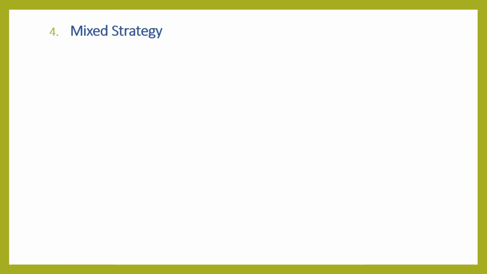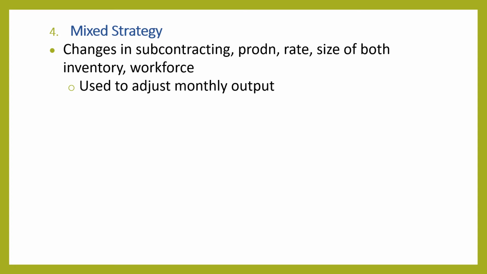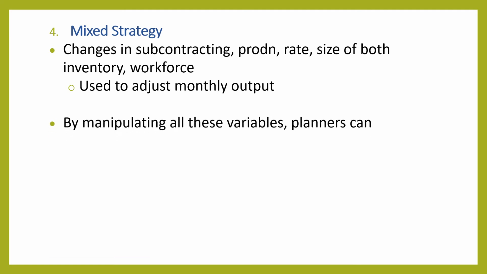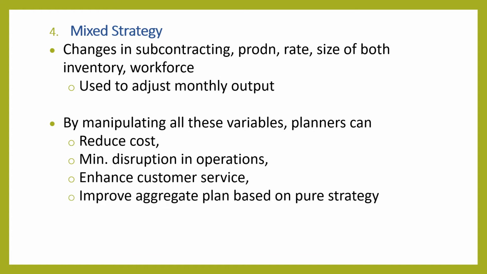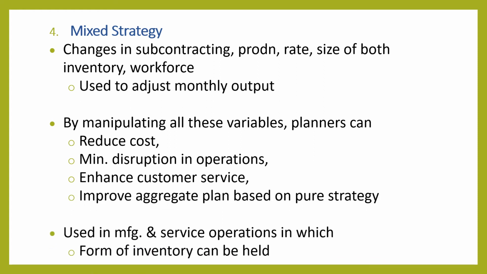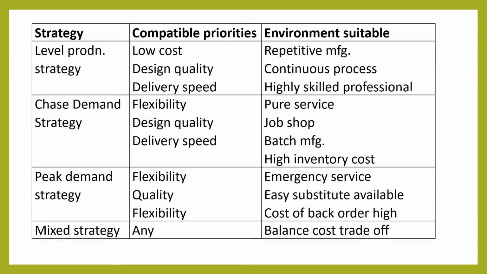Now next there is mixed strategy. So it changes subcontracting, production rate, and the size of both inventory and workforce used to adjust monthly output. By manipulating all these variables, planners can reduce cost, minimize disruption in operations, enhance customer service, and improve aggregate planning based on pure strategy. It is used in manufacturing and service operations in which inventory can be held.